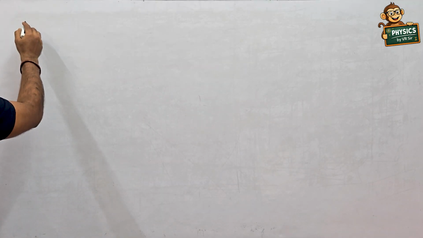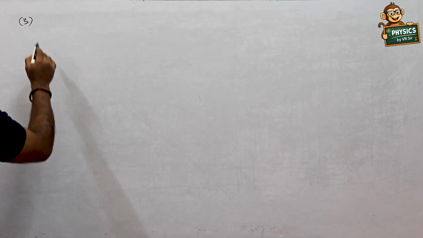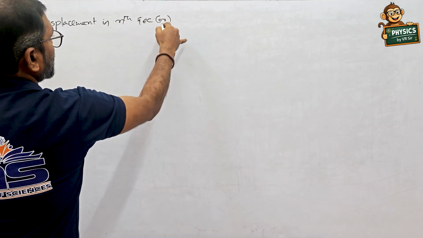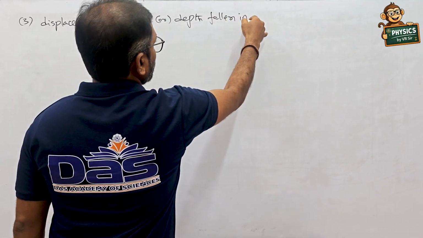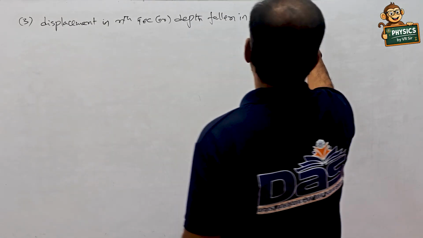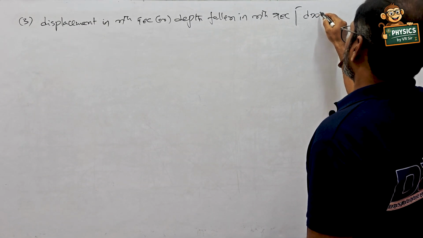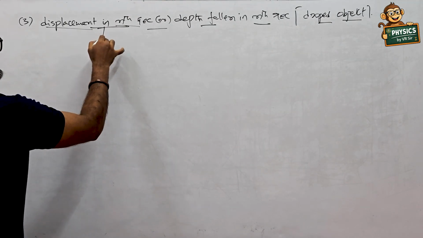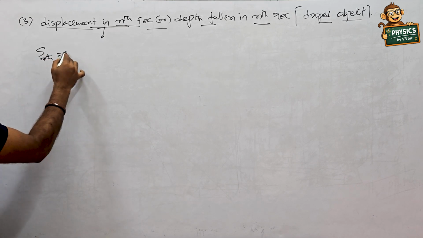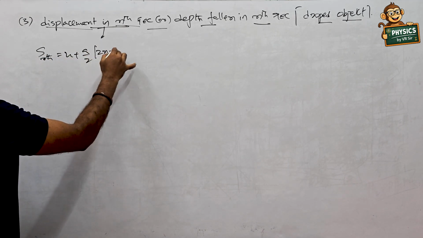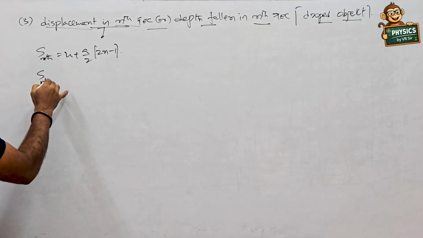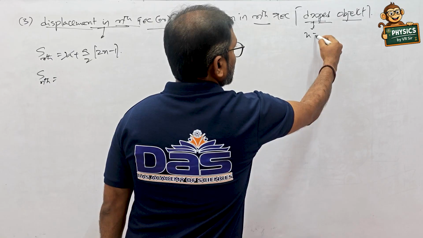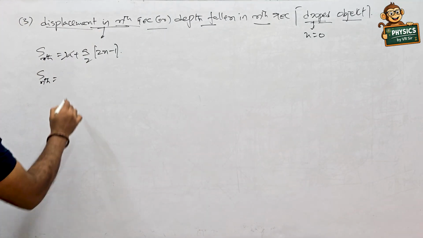Now this is the third model, in case of displacement in the nth second, or depth fallen in the nth second, in case of a dropped object. So an object is dropped from some height. We all know the displacement in the nth second formula: S_nth is nothing but u plus a by 2 into (2n minus 1), right? Now for an object dropped, its initial velocity is equivalent to 0.